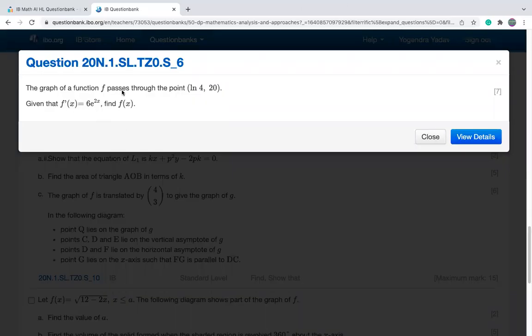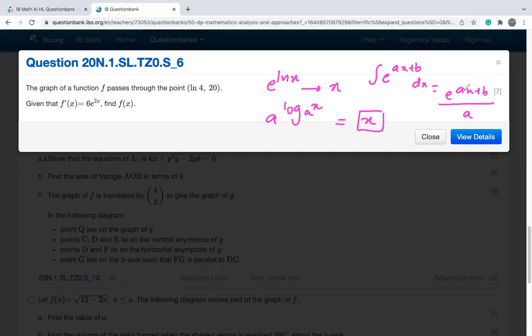Here the function is given such that it passes through ln 4 comma 20, and f dash x is 6e to the power 2x. Just before we go ahead, there are certain properties which we must know for this problem. If you have e to the power ln x, it is nothing but x. Any log with a base, if you raise the same base to the log term, like a to the power log x to the base a, the answer is going to be x. Second, if you're integrating e raised to ax plus b, the integral is e to the power ax plus b divided by the coefficient of x, which is a. Don't forget to do that.